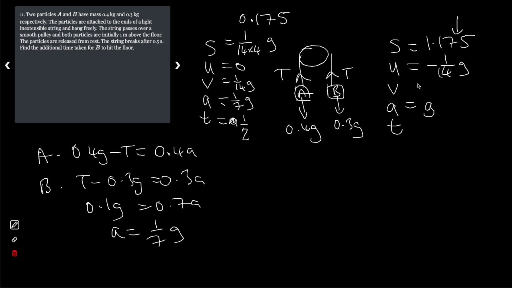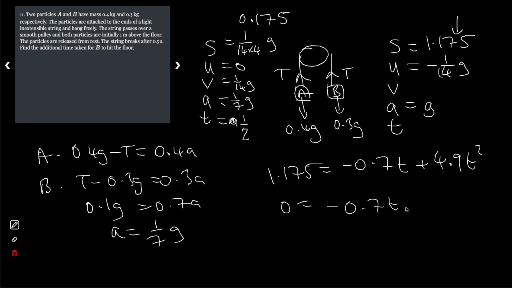And now what we could do is s equals ut plus a half at squared. 1.175 equals, let's see, 9.8 over 14 is 0.7. So that's going to be negative 0.7t plus 4.9t squared. So if I subtract this, I get a quadratic: negative 0.7t plus 4.9t squared minus 1.175.